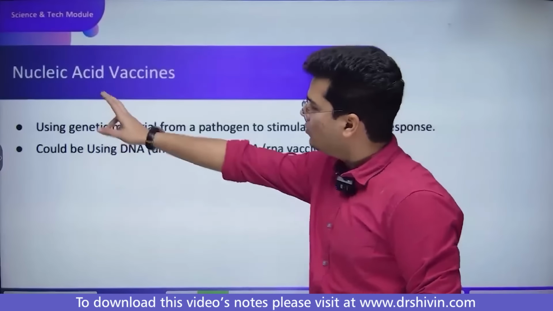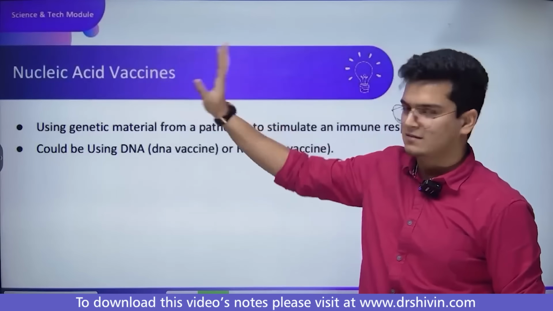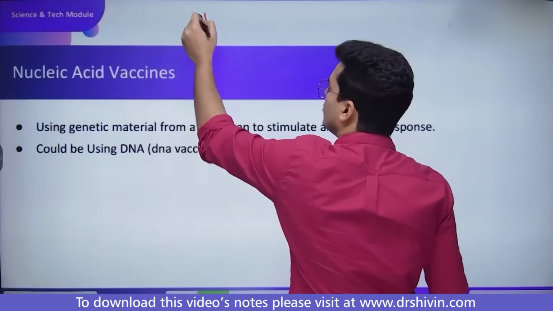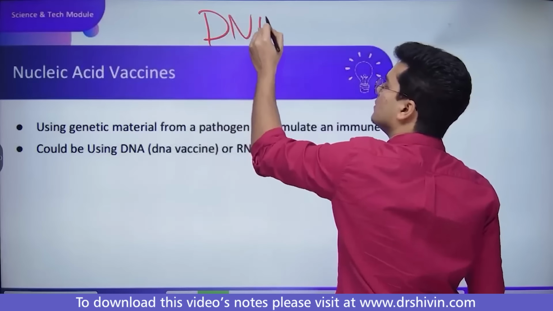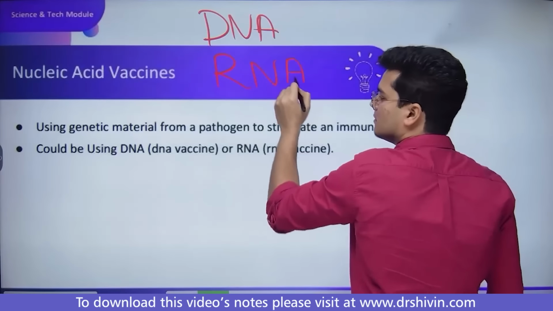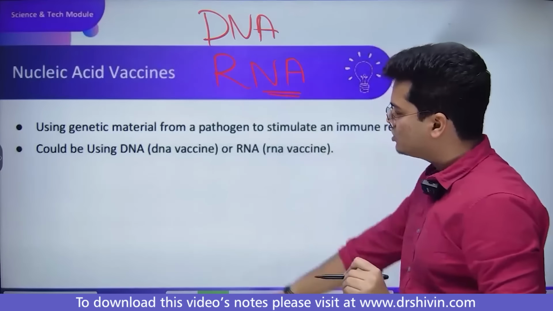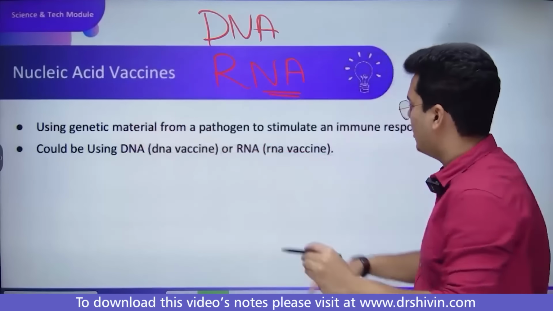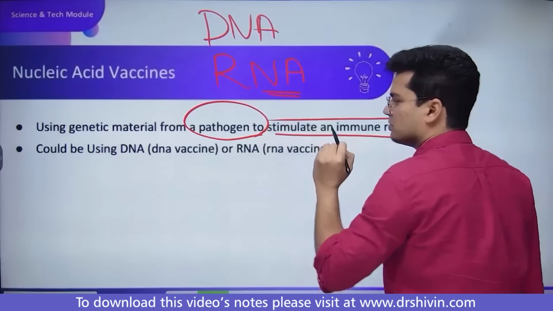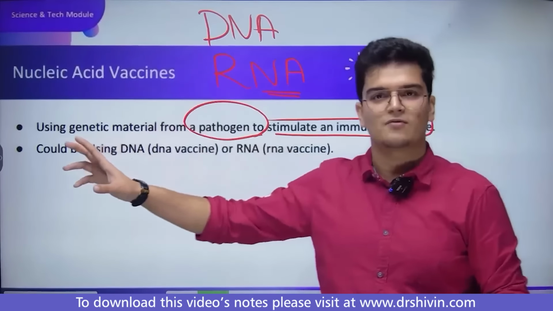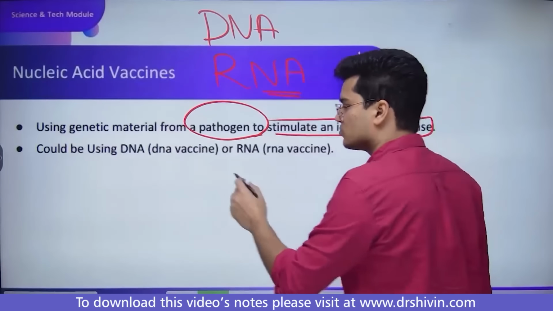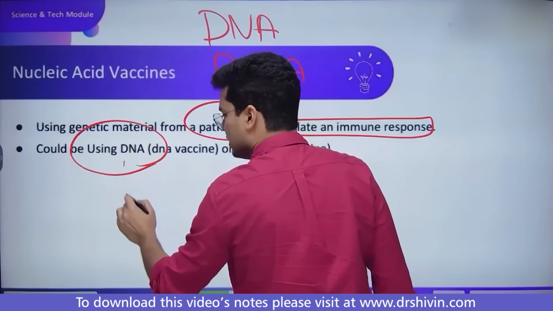Okay. Now there is nucleic acid vaccine. You have read two nucleic acid. One is deoxyribonucleic acid. Second is ribonucleic acid. We are using the genetic material from a pathogen to stimulate an immune response. Now this could be done using DNA.